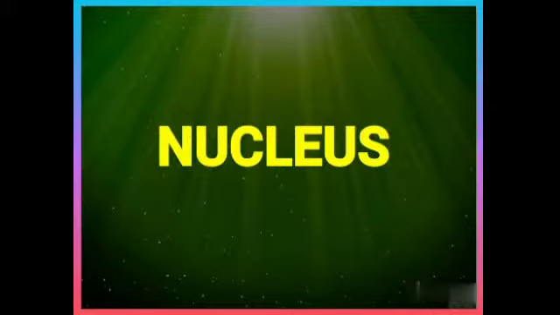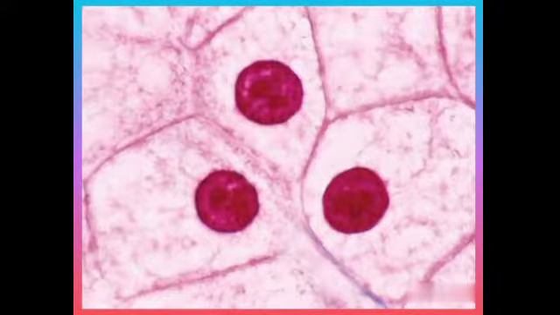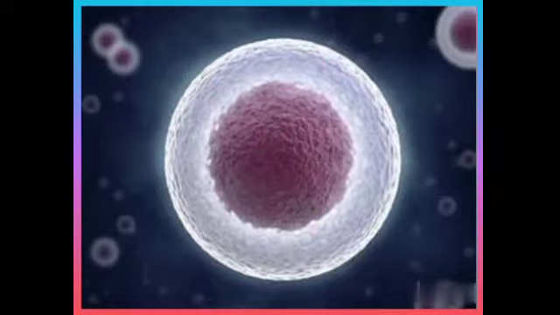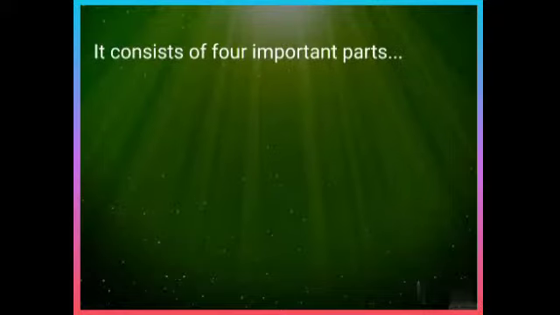It is nucleus. Slaters, can you see the dark staining part in the center of the cell? This structure is called nucleus. Nucleus is a small, round, spherical mass present almost at the center of a cell. It consists of four important parts.